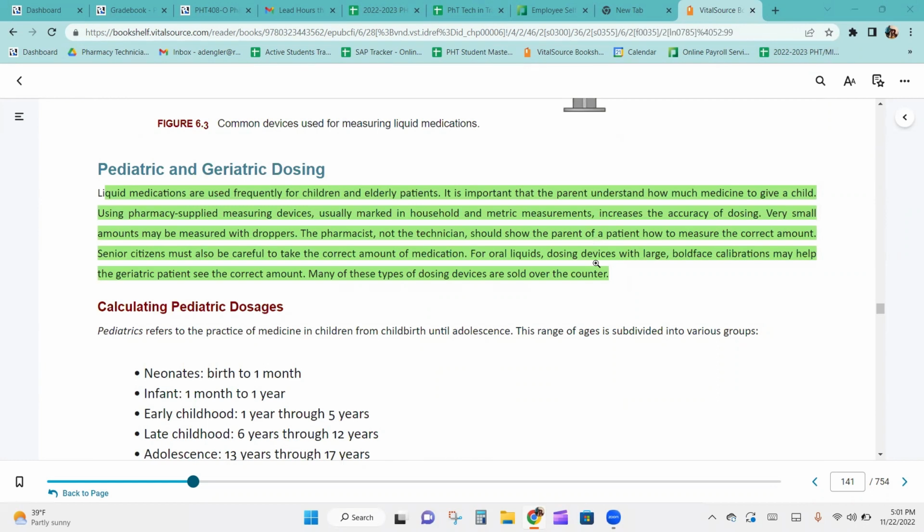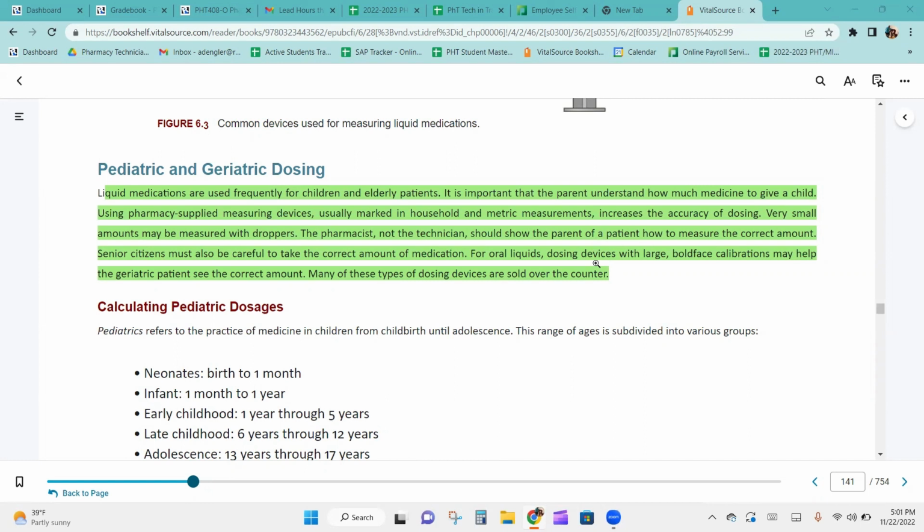Liquid medications are used frequently for children and elderly patients. It is important that the parent understand how much medicine to give a child using pharmacy supplied measuring devices, usually marked in household and metric measurements. Increases the accuracy of dosing. Very small amounts may be measured with droppers. The pharmacist, not the technician, should show the parent of a patient how to measure the correct amount.